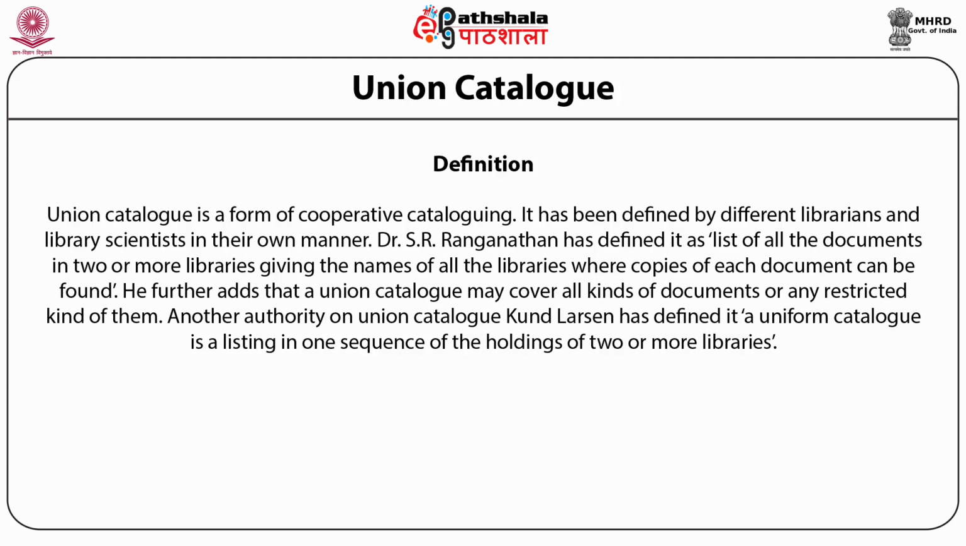Another authority of library science, Nud Larson, has defined it. A union catalog is a listing in one sequence of the holdings of two or more libraries.